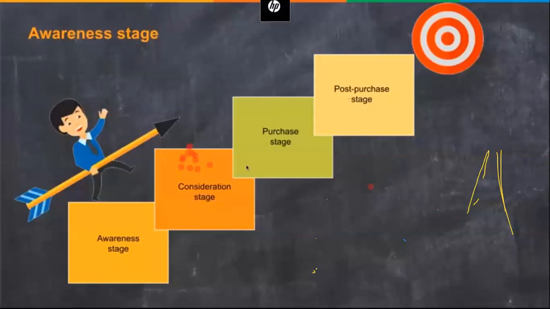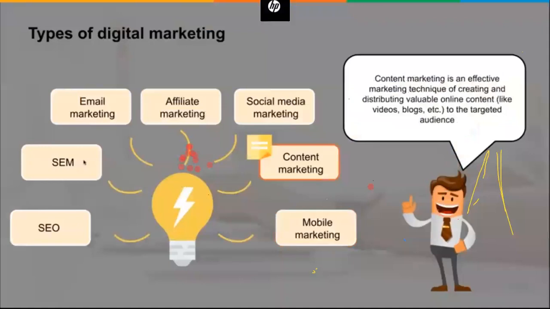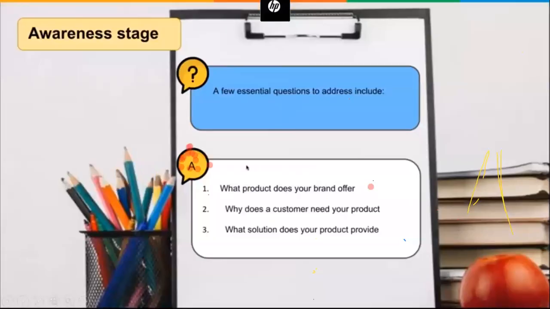If you have a product and you are new on social media, out of this thing we talked about, this 1, 2, 3, 4, 5, 6, 7, which one must you first use when you want to create awareness? If you want to create awareness, which one must you start using? So I am at the awareness stage. At the awareness stage, I have to ask myself a lot of questions.